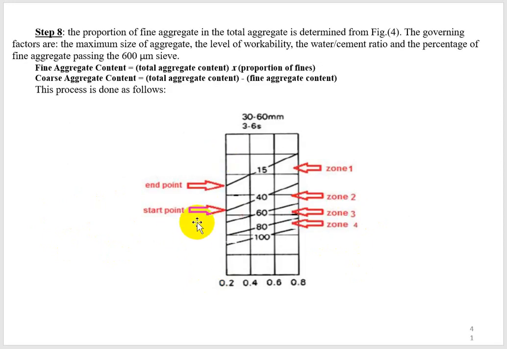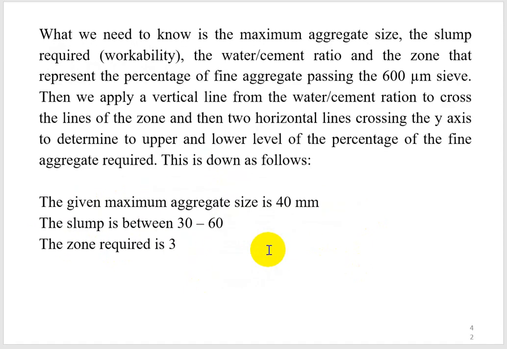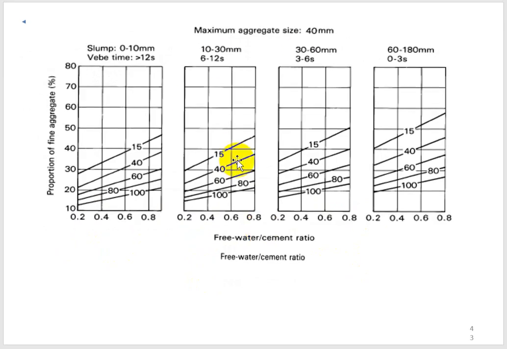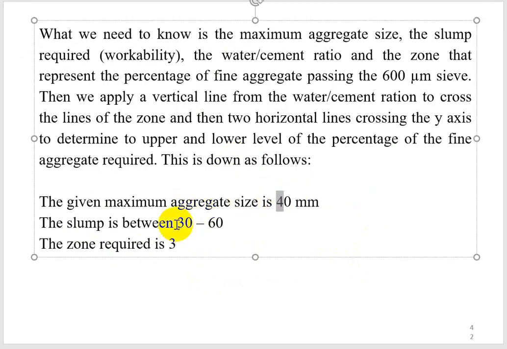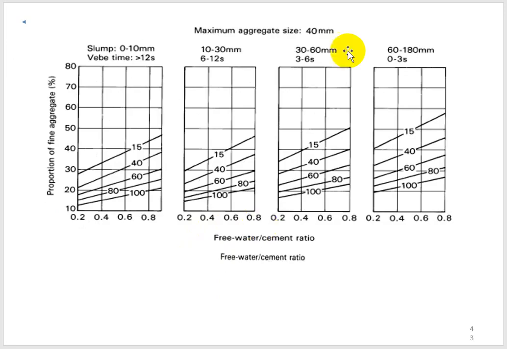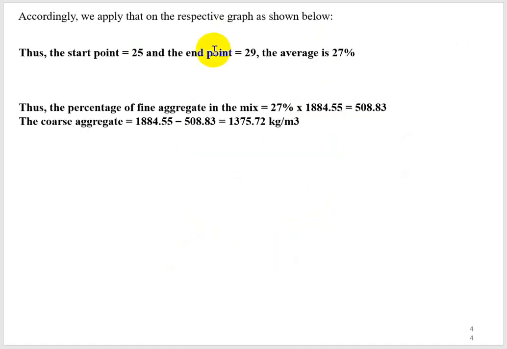Once we get that, we can then move to step number 8, and as you know, we need to choose the right table. The information provided is the size of the aggregate, the slump, and the zone. So once we get this information, then we could choose the right diagrams. Once we get it, we could just apply this information on this diagram, and then we get the proportions, the start point and the end point.